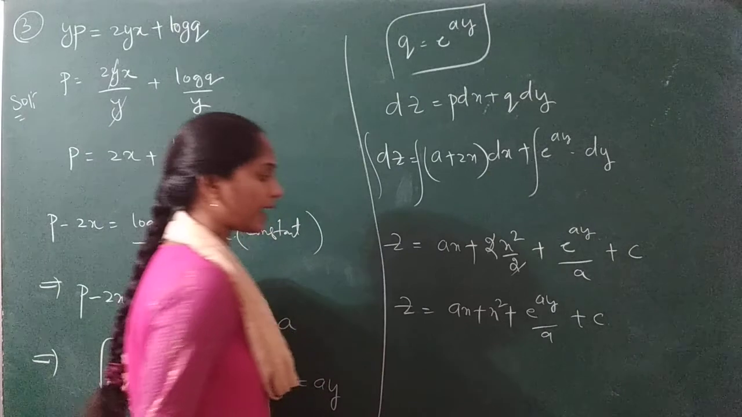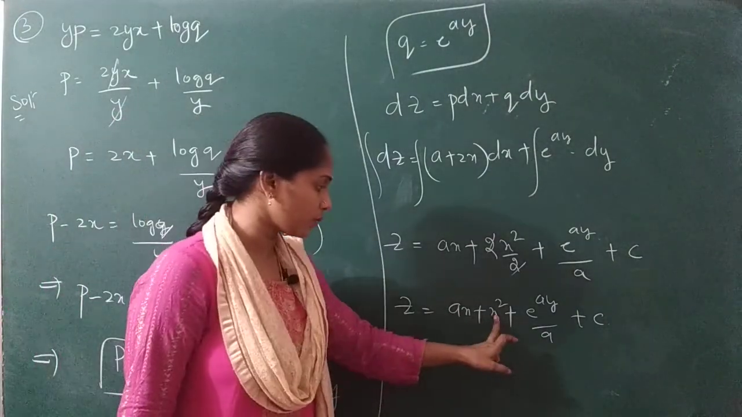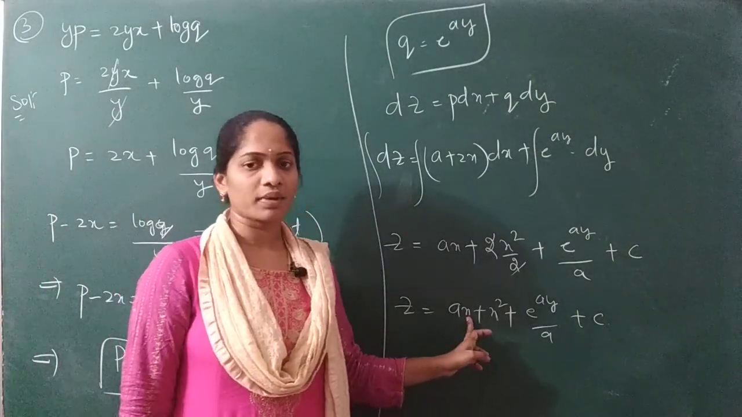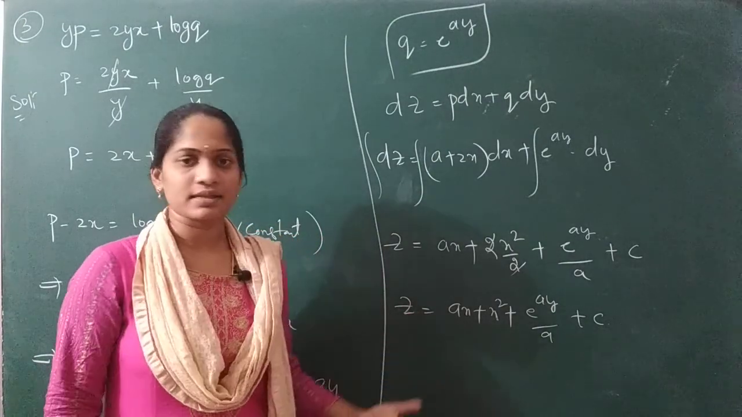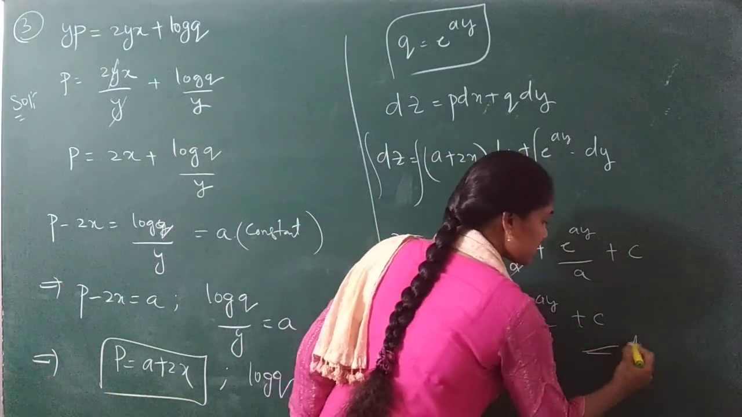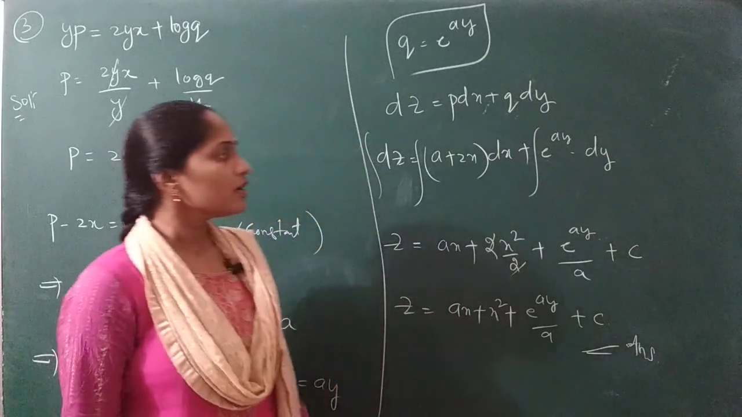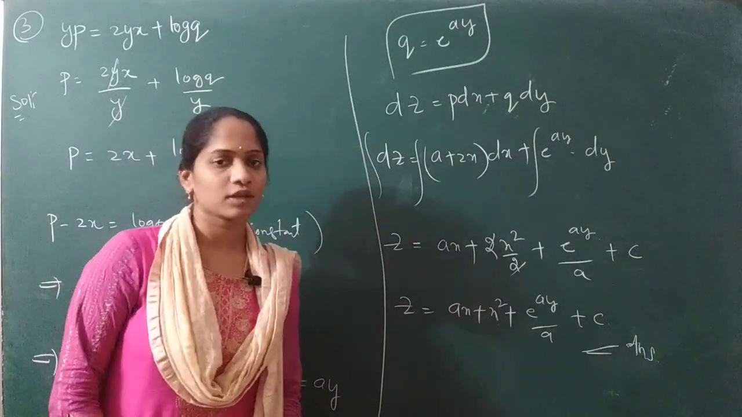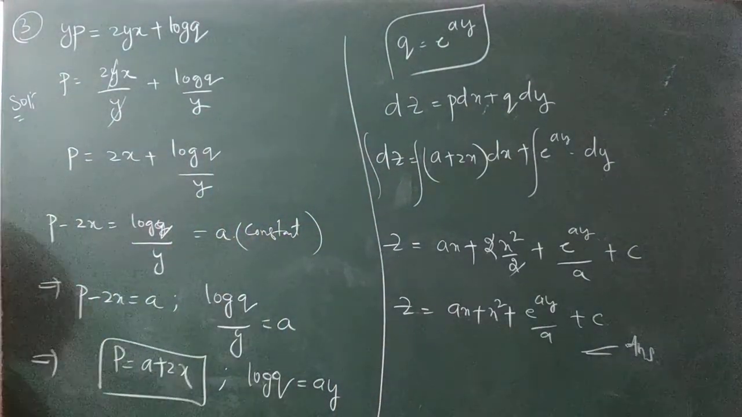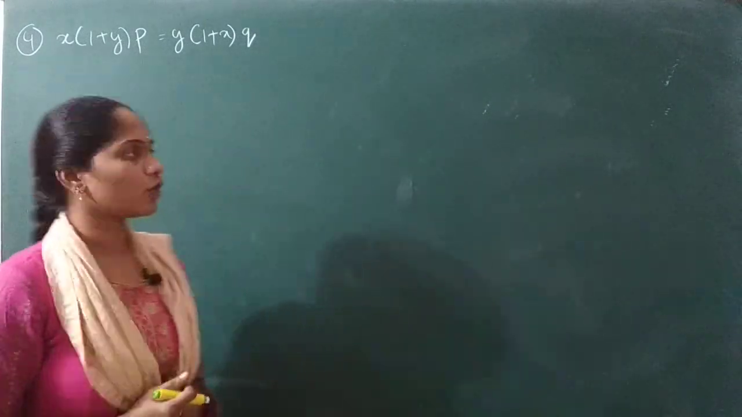You can take a as the LCM, or you can take x as the common term in both terms and take a as the LCM. So you can stop here. This is your required solution of the problem. Let's see the another problem. Let us see the last problem, the fourth problem.